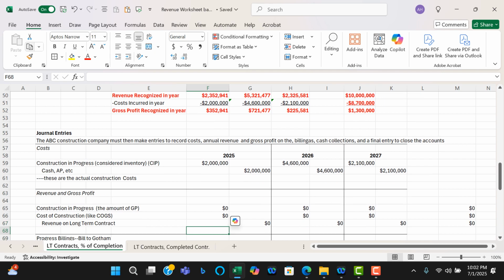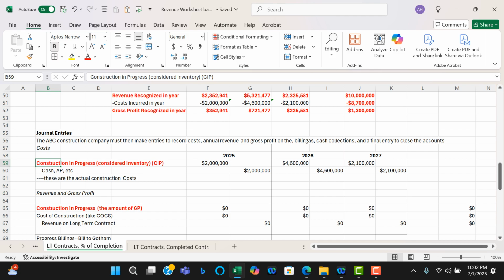This next entry is very, very important. We are going to debit, and I'm going to go ahead and emphasize this, the construction in progress account, because we are going to debit the same account, construction in process, for the amount of the gross profit that we're going to recognize. And you'll see why I do this at the end. So what we're putting in construction in progress is the actual cost of the project plus the gross profit that you recognize on the project.